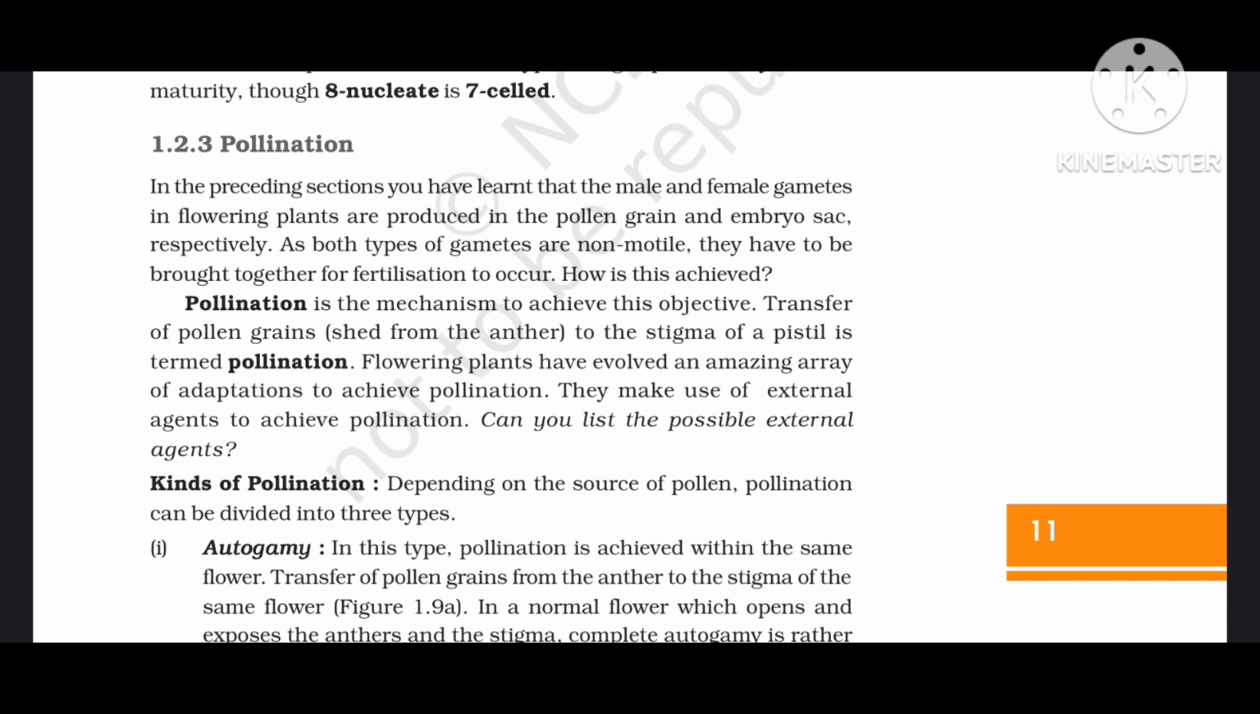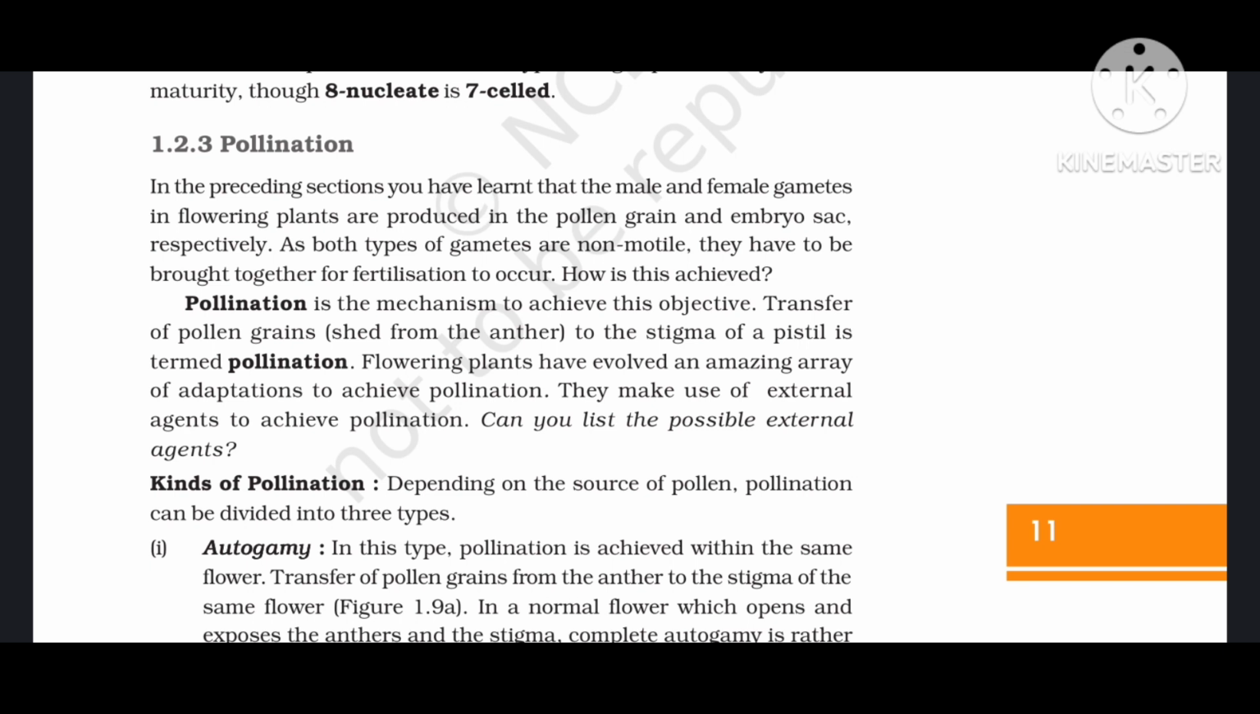Autogamy in such flowers requires synchrony in pollen release and stigma receptivity, and also the anther and the stigma should lie close to each other so that self-pollination can occur. Some plants such as viola, common pansy, oxalis and commelina produce two types of flowers: chasmogamous flowers, which are similar to flowers of other species with exposed anthers and a stigma, and cleistogamous flowers, which do not open at all.